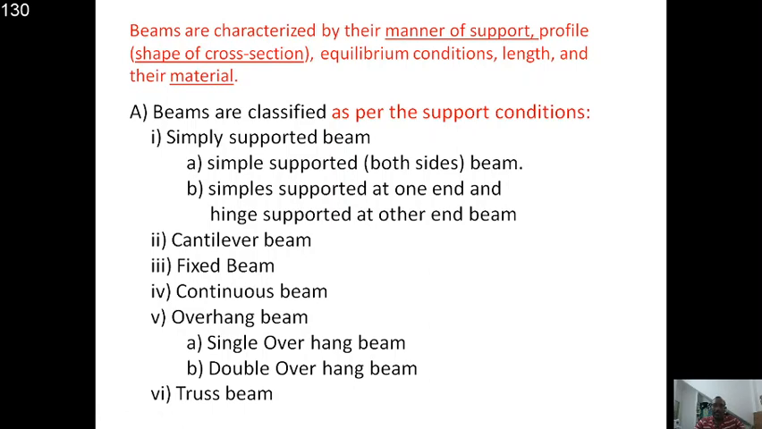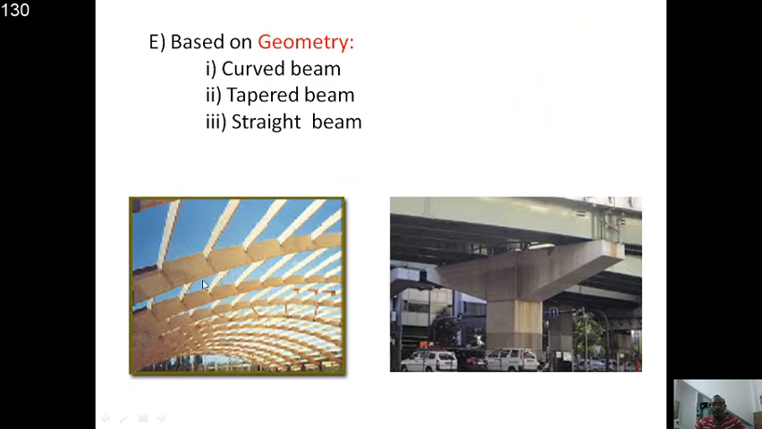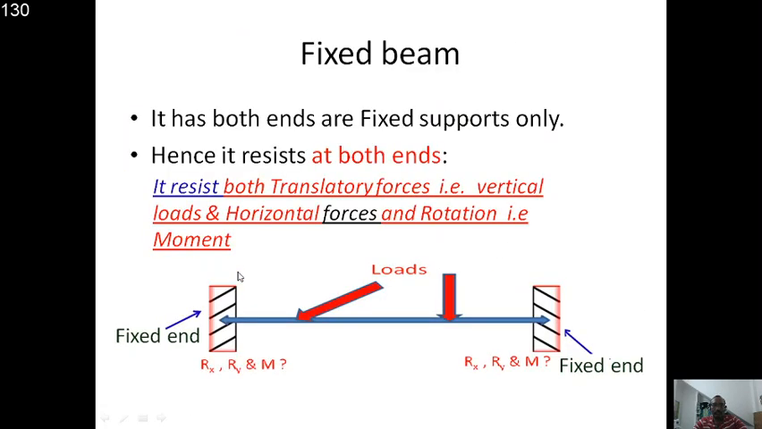The difference between the cantilever beam and fixed beam is, in the cantilever beam, one end is fixed and the other end is free. For the fixed beam, both the ends are fixed, only fixed supports. You see this figure? It has both ends fixed, hence it resists at both ends. This end is a fixed end, and this end is also a fixed end. Fixed end means fixed support.